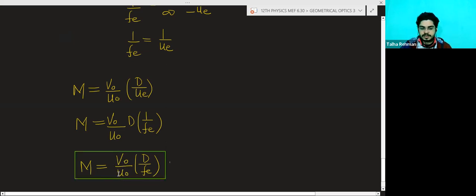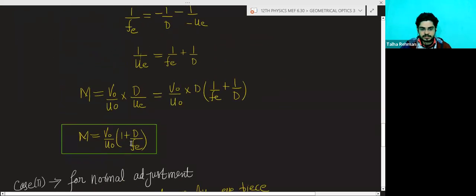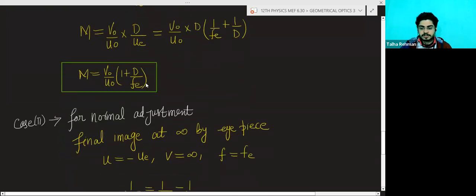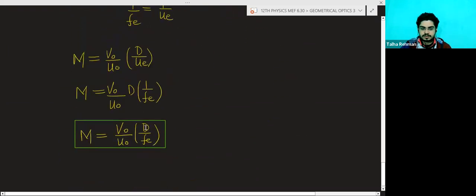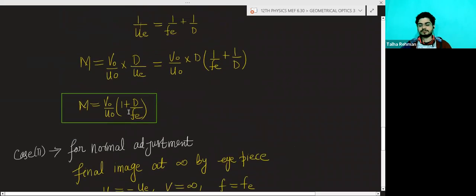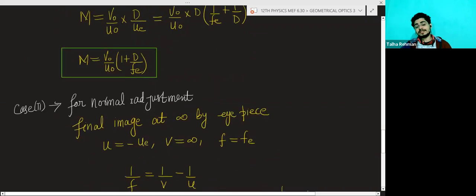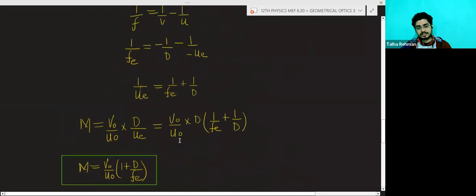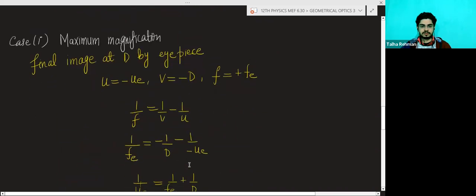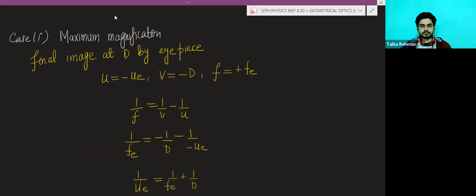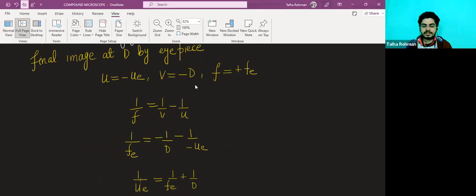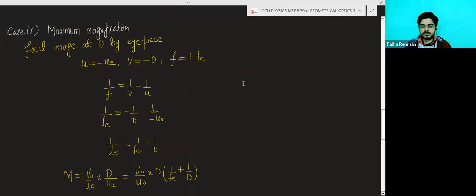You can see here this magnification and this magnification. This one is more because here it is 1 plus D by FE and here it is only D by FE. So this magnification is more as compared to this magnification because this is the maximum magnification. So there is a little bit of calculation in this. Okay, so take the screenshot.